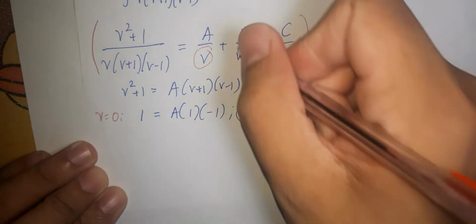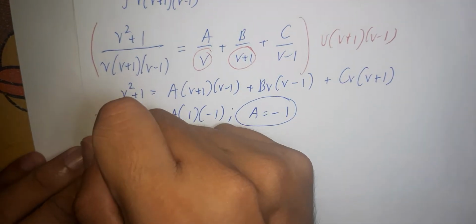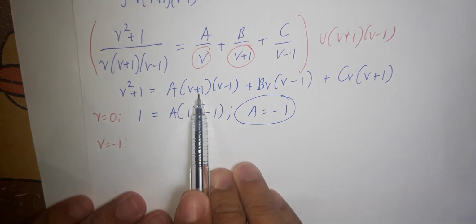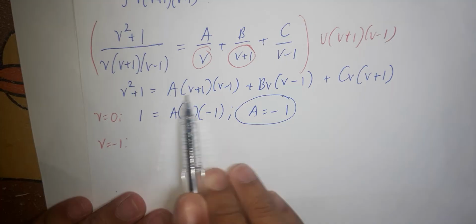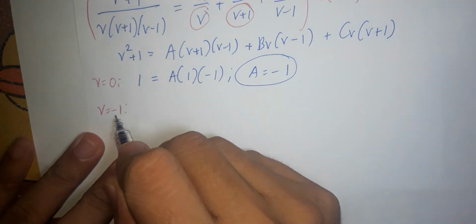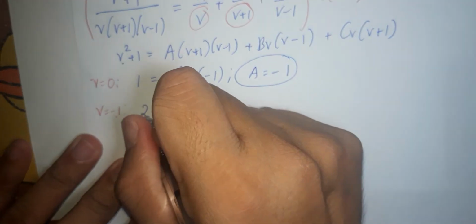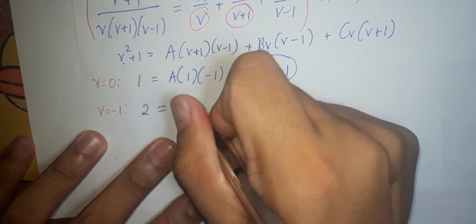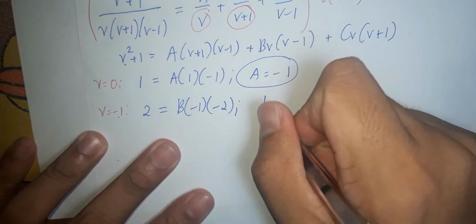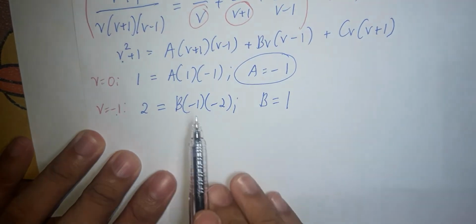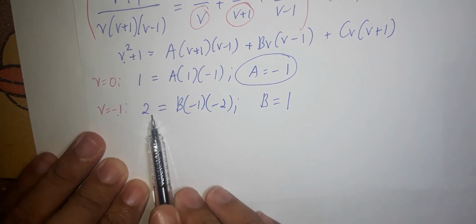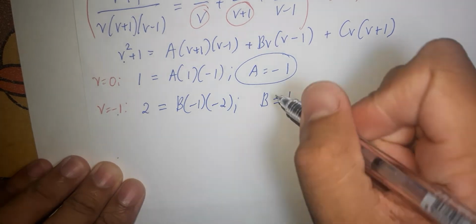Next factor, equate your second denominator to 0. That is v is equal to negative 1. So if v is negative 1, negative 1 plus 1 is 0, then A and C cancel out. You can solve for the value of B. Substituting, negative 1 squared is positive 1, plus 1 is 2, equals B times the quantity negative 1 minus 1, which is negative 2. Then B is equal to 1, because negative 2 times negative 1 is positive 2, and then divide it by 2. So the answer there, B is equal to 1.